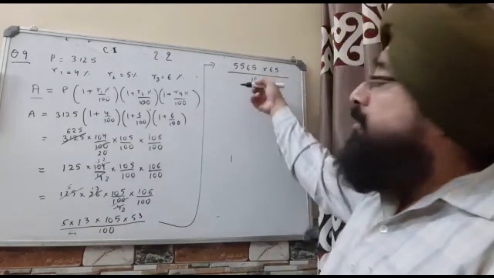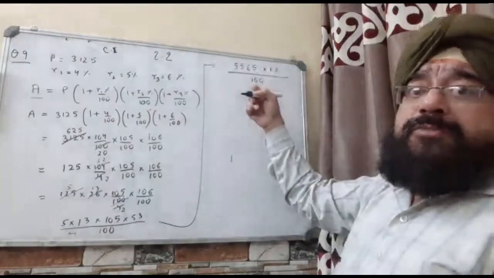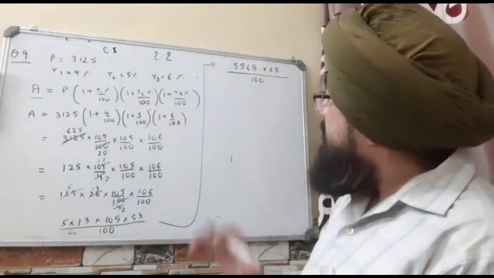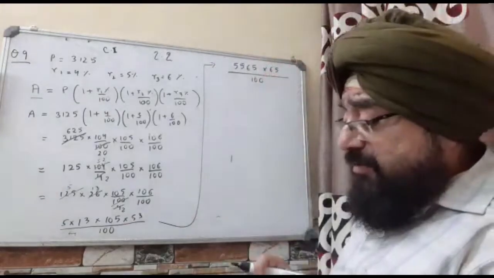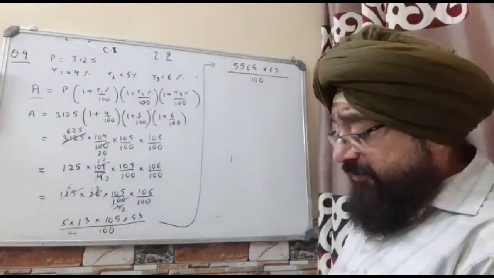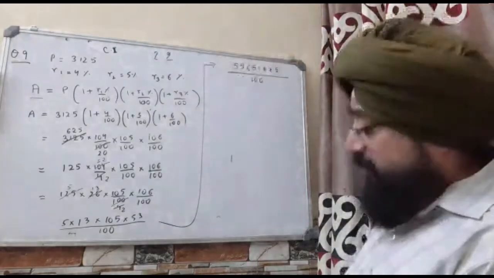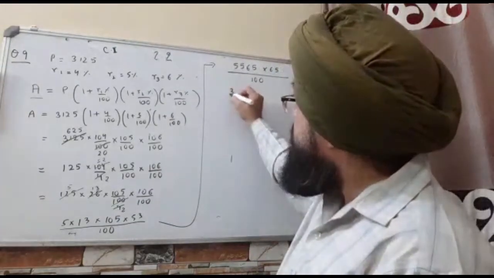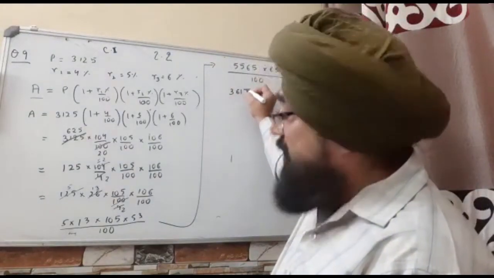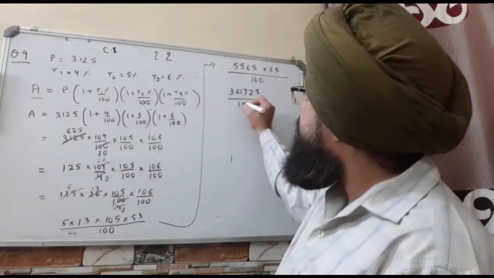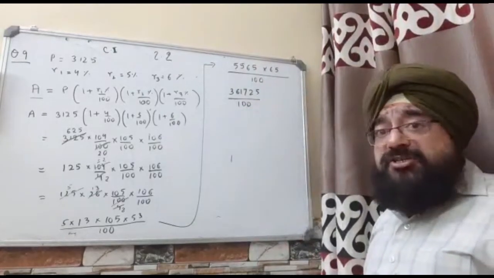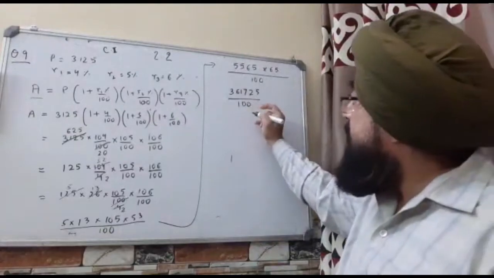And still I am not cancelling anything with the denominator, because multiplication though is bigger, but division is paying us rich dividends. So 5565 into 65. What is it going to pay us? Check me if I am wrong anywhere, 361725 over 100, isn't it? I mean, I don't know, you tell me, because your multiplication should match with mine. So divided by 100. Sir, it is correct.